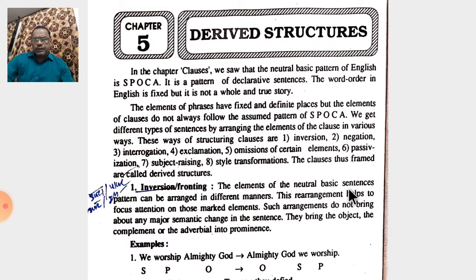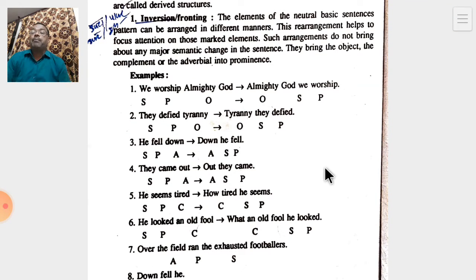What is the word order? Subject, predicate, object. But such places are changed. Though we change the places of these words, there is no change in the meaning of the sentence. They bring the object, the complement or the adverbial into a prominent position. For example, see here.